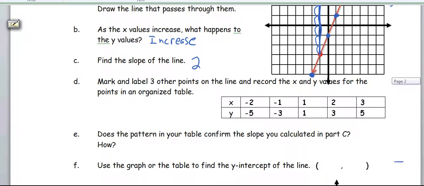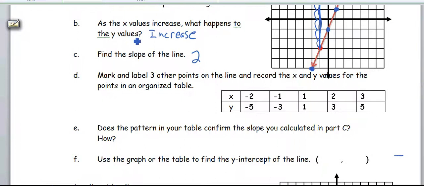Oh, let me go back. How does the pattern in your table confirm the slope you calculated in Part C? Or does it confirm? Yes. As x values increase, so negative 2, negative 1, 1, 2, 3, what's happening? Negative 5 to negative 3 to 1 to 3 to 5. The y values increase.